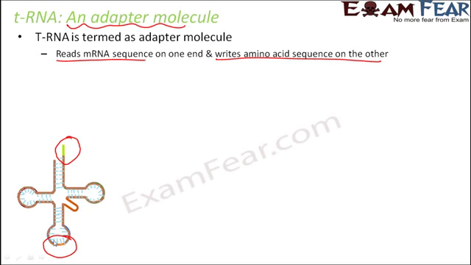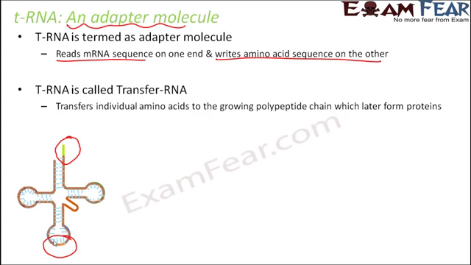Now after that, to create proteins, all that is needed is peptide bond formation between all the amino acids, and that's all, you get proteins. tRNA is called transfer RNA. That is the full form of tRNA. Why? Because it transfers individual amino acids to the growing polypeptide chain, which later forms proteins.